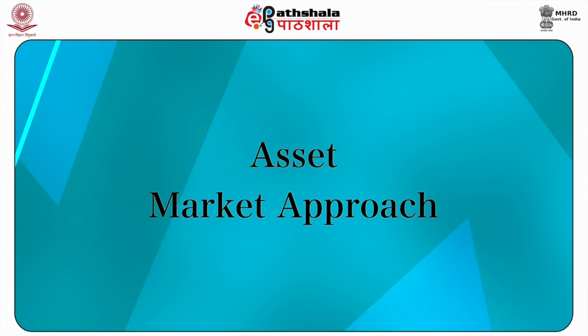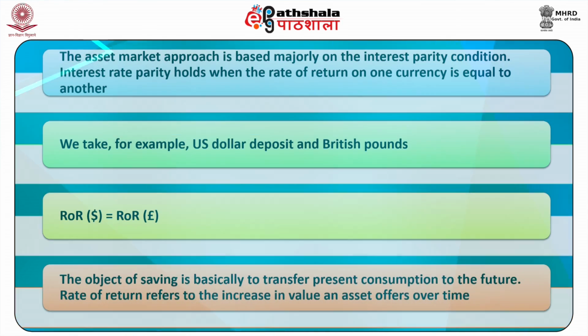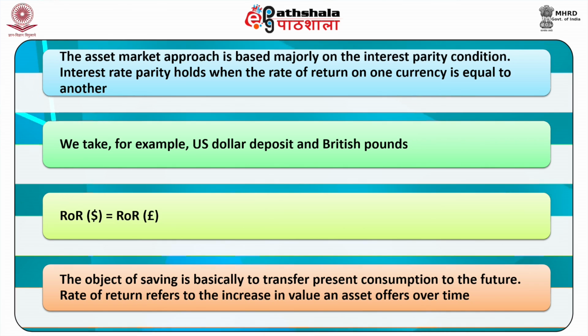Further, we discuss the asset market approach. The asset market approach is based majorly on the interest parity condition. Interest rate parity holds when the rate of return on one currency is equal to another. We take for example US dollar deposits and British pounds. ROR in dollars is equal to ROR in pounds.